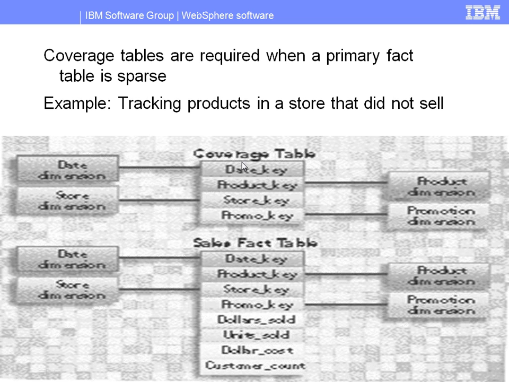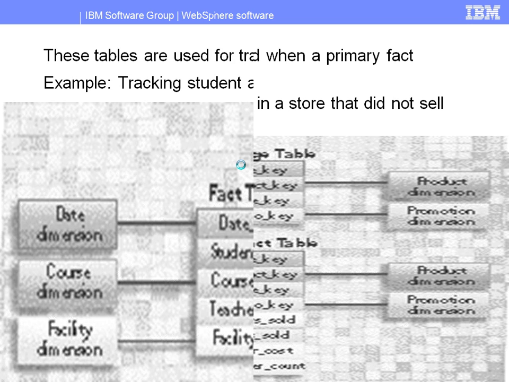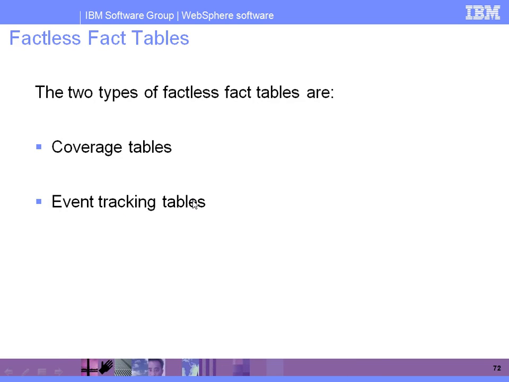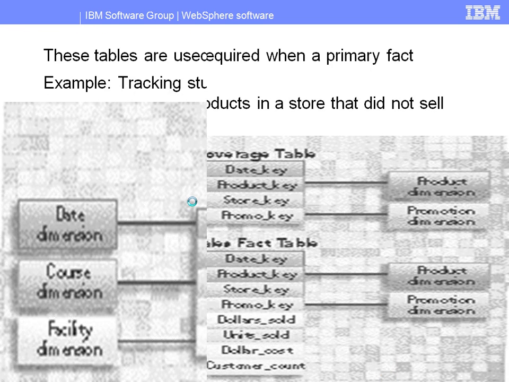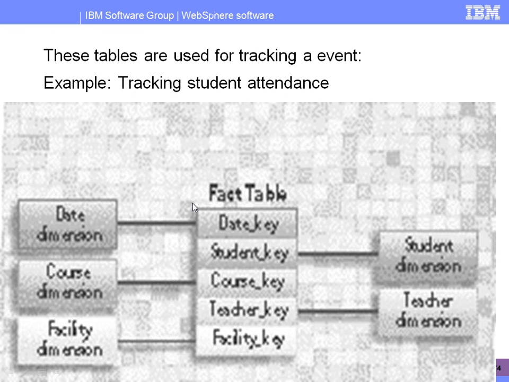That's what we simply call a coverage factless fact table. Okay, this is one type of factless fact table, and one more type is called event tracking. This is a kind of tracking fact table. An example we specified is student attendance. I want to know whether a student is coming to college or university or not.